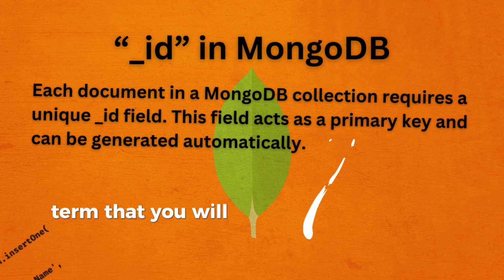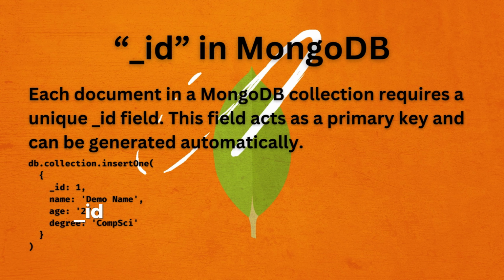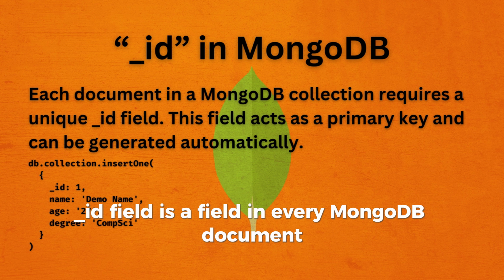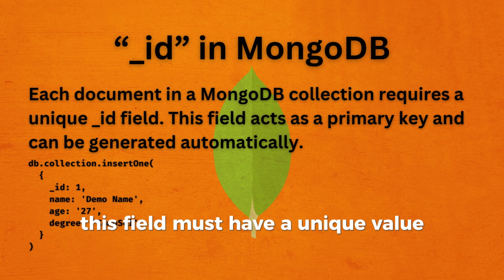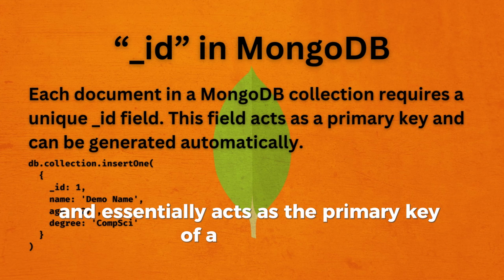The first term that you will most likely encounter is the ID field. ID field is a field in every MongoDB document. This field must have a unique value, and it essentially acts as the primary key of a document.